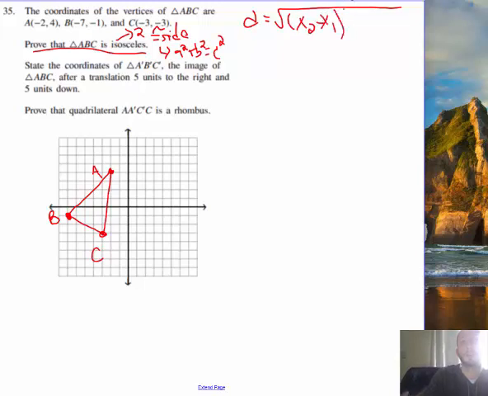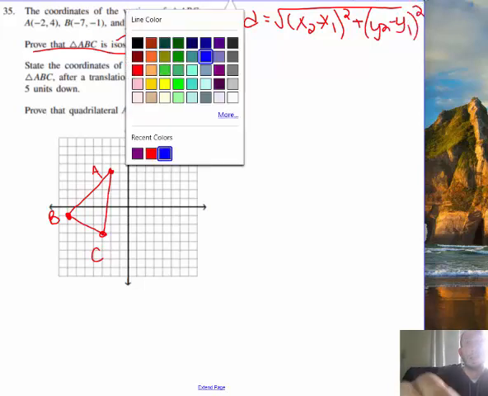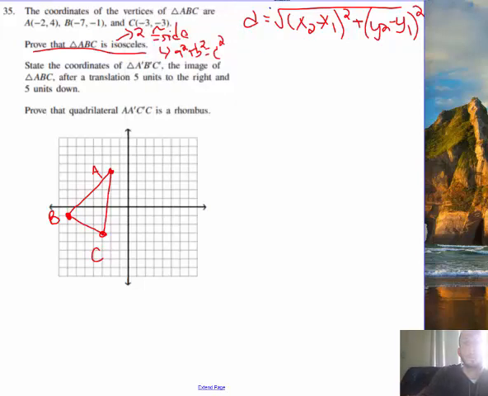X2 minus x1 squared plus y2 minus y1 squared. And now I'm going to do it for each of the sides. So let's switch over to blue. And I am going to do the distance from A to B, because I can just tell by looking at it that BC is the side that's not going to be congruent. So I know that these are the two sides I'm going to have to do.